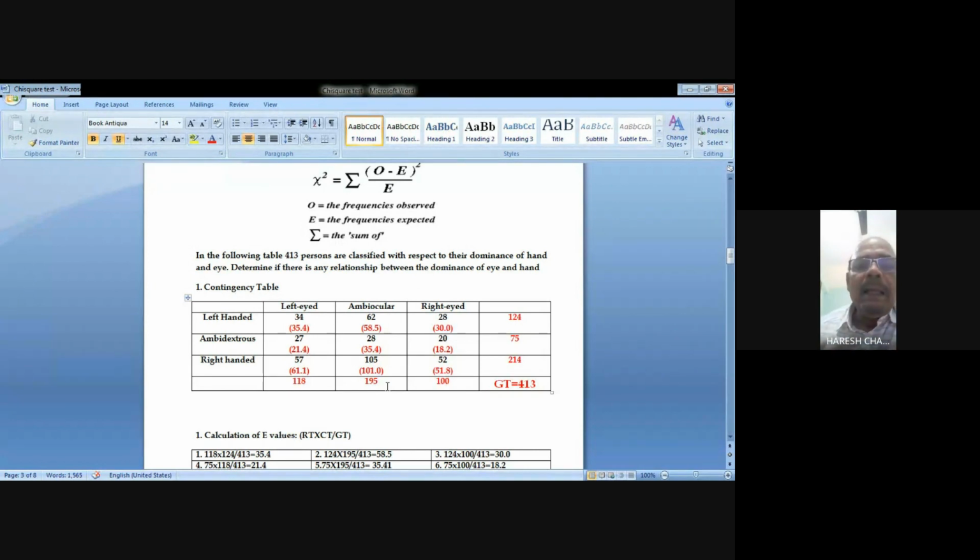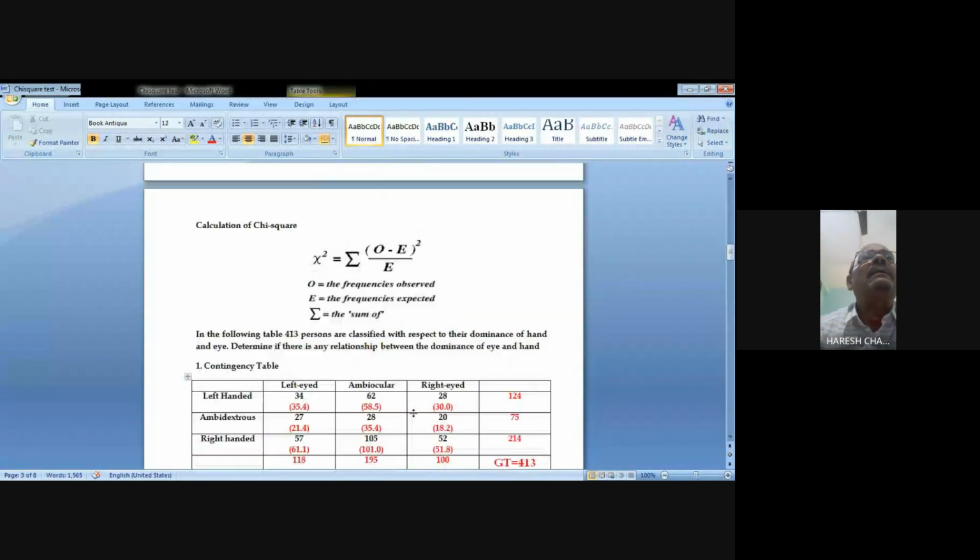Now if you have to find out the chi-square of this data, forget the red part, it's the calculation part. This is the formula, this is the sign for chi-square. It is not x square, it is a different sign. This is the sign of chi-square. Chi-square is equal to sigma O minus E whole square by E. This is the formula for chi-square.